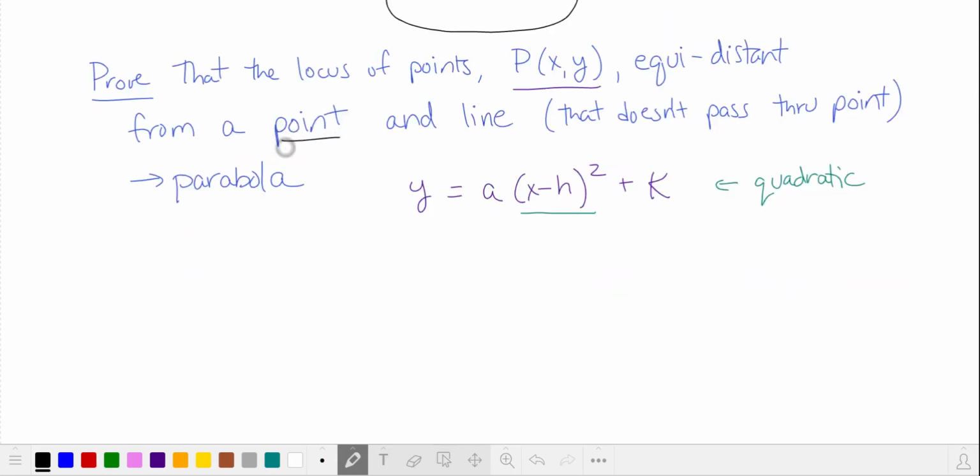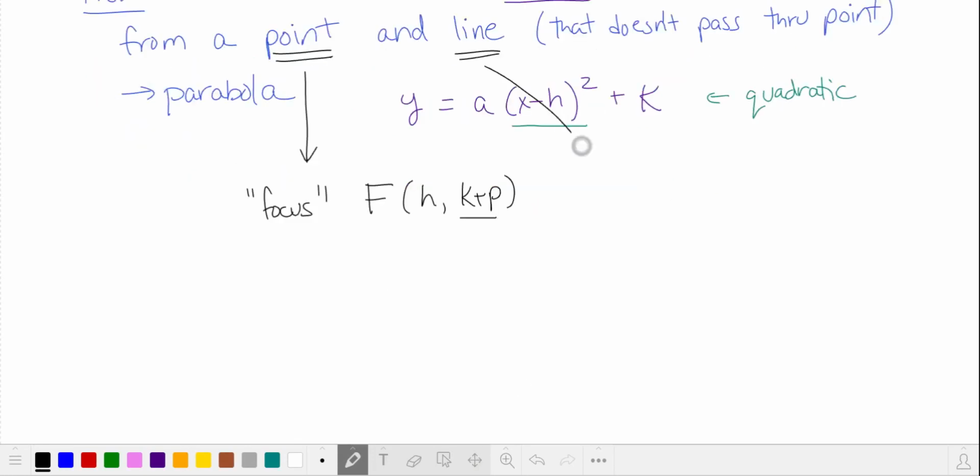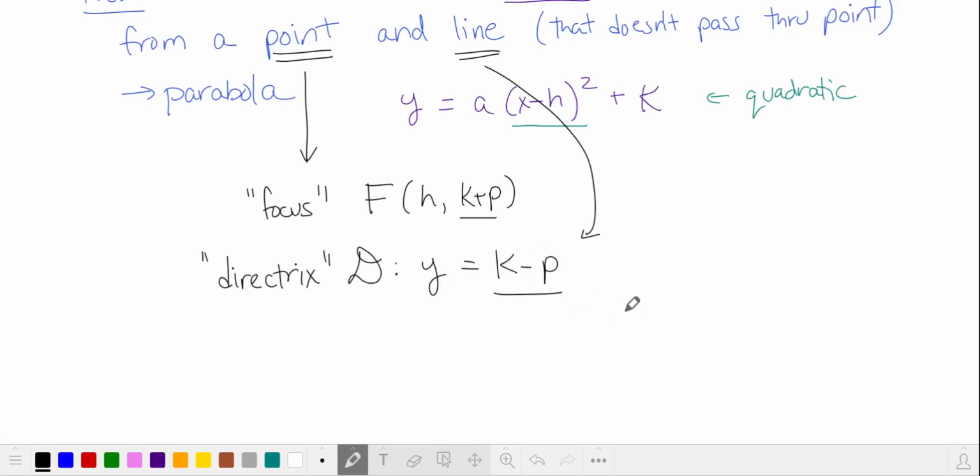We're going to call this point the focus of the parabola, and we'll label it F. I'm going to say that the x-coordinate of this point is h, and the y-coordinate is k plus p. K plus p seems like an unusual choice to label our y-coordinate, but it will make sense later in the proof. The line is called the directrix, which I'll label capital D. For this proof, we're going to make it a horizontal line, and its equation is going to be y equals k minus p. Again, k minus p seems unusual, but it's chosen for convenience, and you'll soon see why.